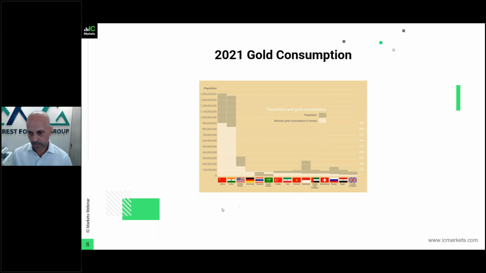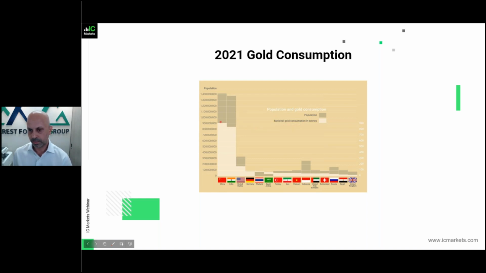Okay, so here we see this chart, you should be able to see my laser pointer now. On this chart, we have on the left the axis for the population for each country, and on the right we have the gold consumption measured in tons. The white bars indicate gold consumption, and the slightly grayish bar represents population.